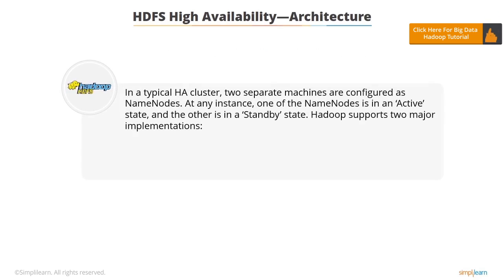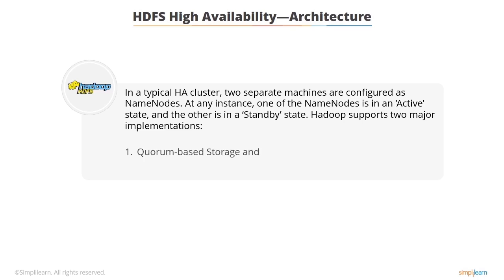In an HA cluster, two separate systems are configured as name nodes. At any instance, one of the name nodes is in an active state, and the other is in a standby state. The active name node is responsible for all client operations in the cluster, while the standby simply acts as a slave, maintaining enough state to provide fast failover if necessary. An HDFS cluster can be managed using the following features: Quorum-based storage and shared storage using network file system.